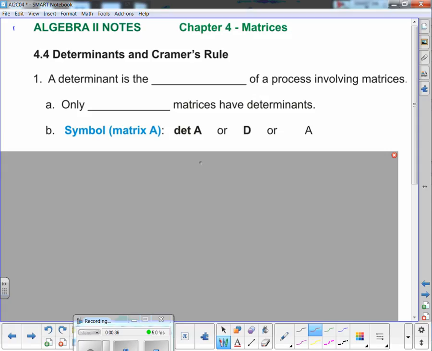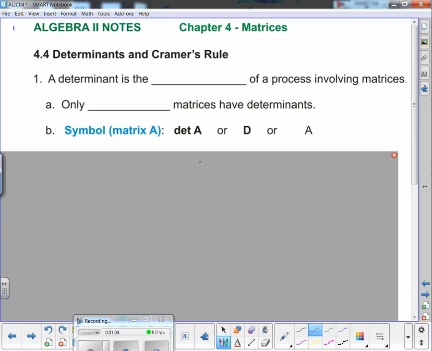So if you remember back to systems, we said you can solve a system of equations four ways. We said you can graph it, not very efficient. You can use substitution, you can use elimination, or you can use matrices. Well, Cramer's rule is one of the methods of using a matrix to solve a system. There are actually a few methods that you can use a matrix to solve a system. Cramer's rule is just one of those.